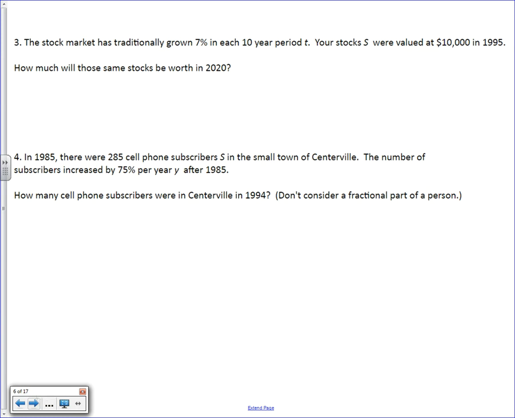You tell me what variables I'm going to use. Which way is it going to go? Is it T of S or S of T? Correct. S of T. Do I have a starting amount? That'd be nice, right? 10,000 bucks.